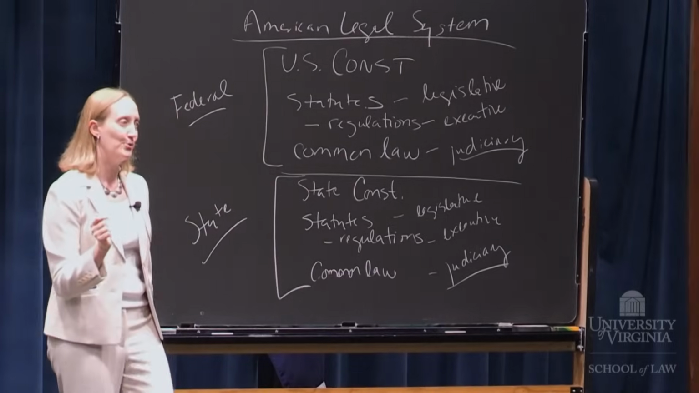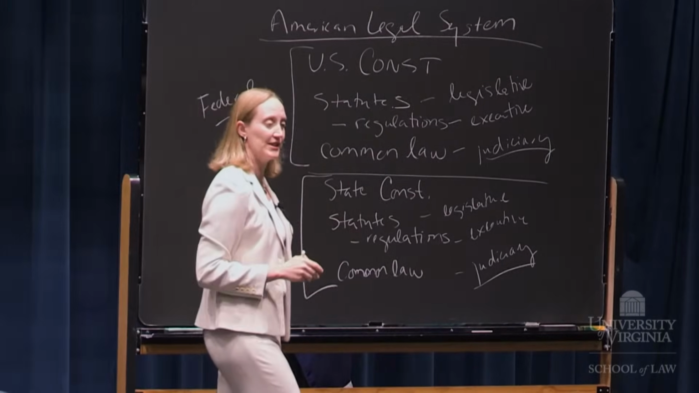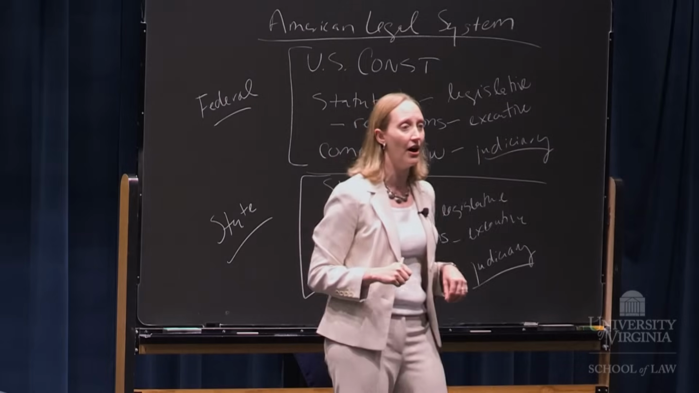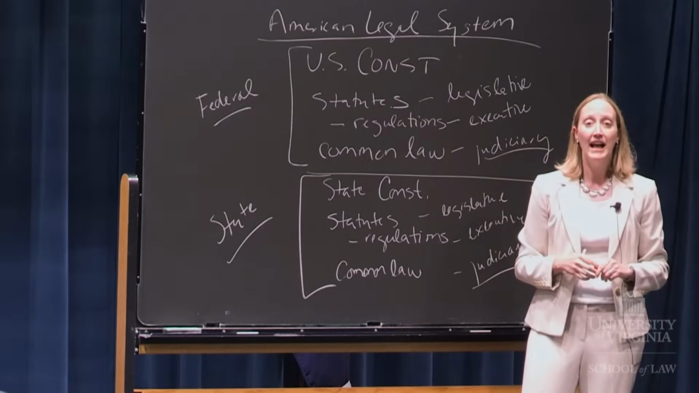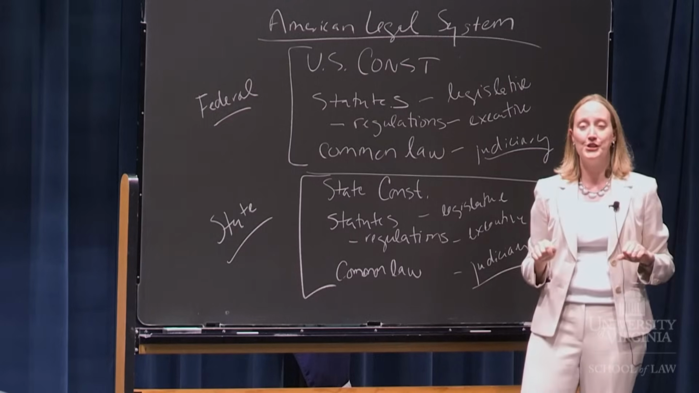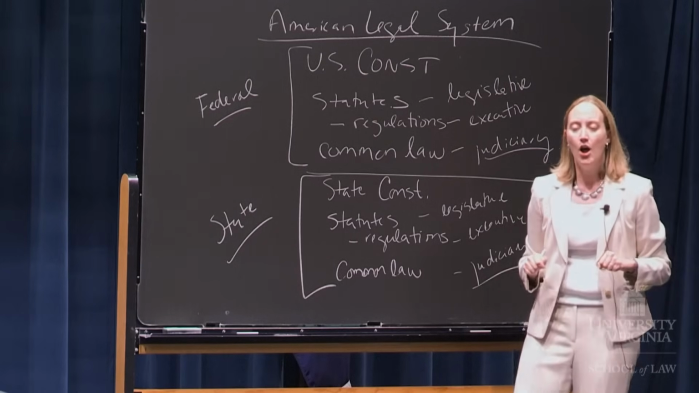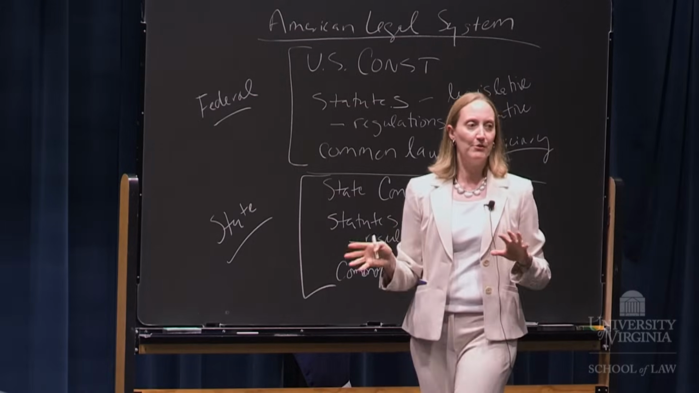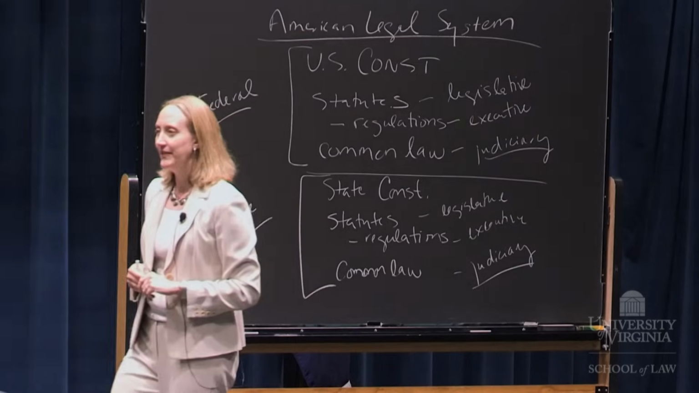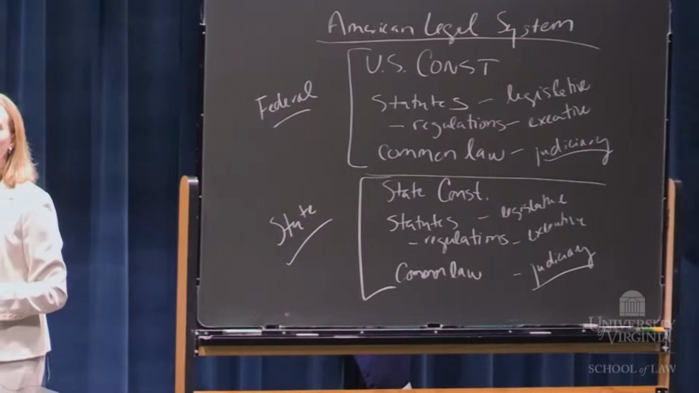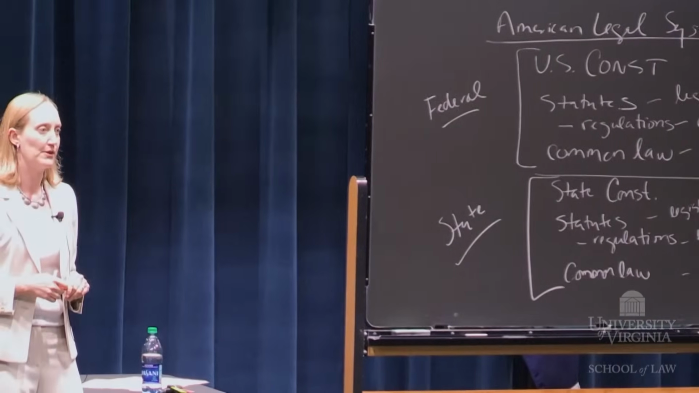So that gets us to a second question. Those are the sources of the law, and you can see all three branches of government are represented there. But the question about the judiciary gets us to another question, which is, well, who can decide what type of question? And the fancy word for that is jurisdiction. Who has jurisdiction over certain types of questions?